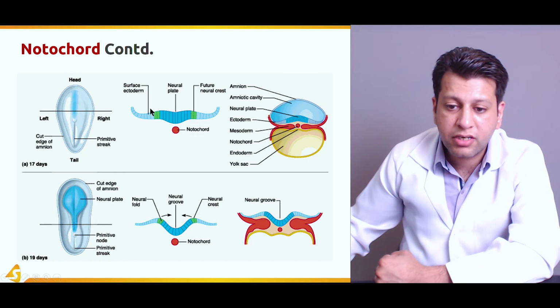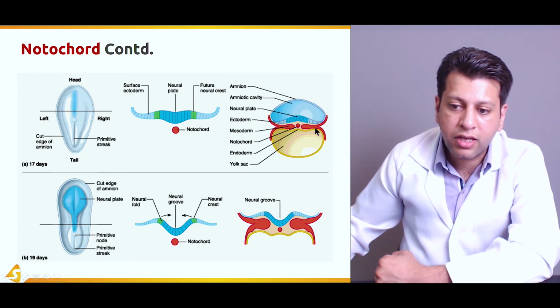Now this is the surface ectodermal cells. As they have started to dive down, you can appreciate right over here. At this point, this is the amniotic cavity, these are the ectodermal cells, notochord, and this is the mesoderm, if you see it on the transverse section. And this becomes the endoderm.